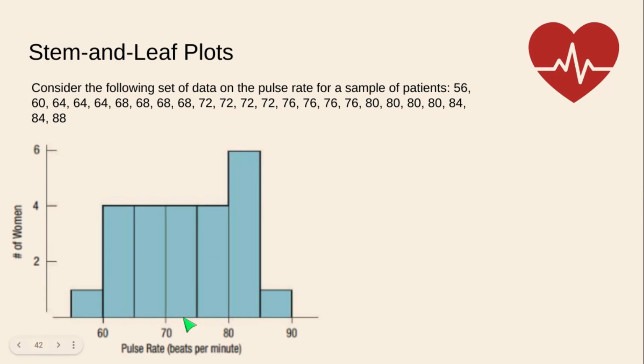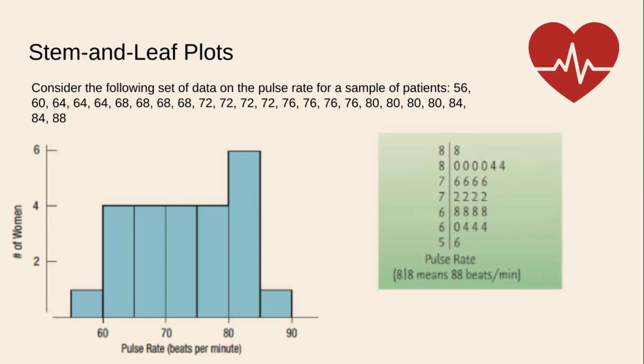So you have the quantitative variable pulse rate in meaningful units, beats per minute, and we have a frequency here, okay? But this is obviously a histogram. This is not a stem and leaf plot. This is a stem and leaf plot, right? How do we read this? Well, let's look at the bottom.